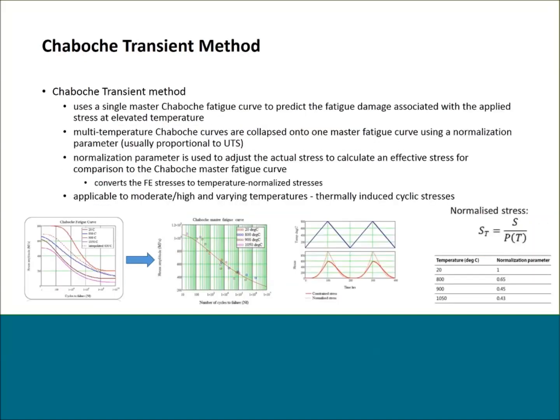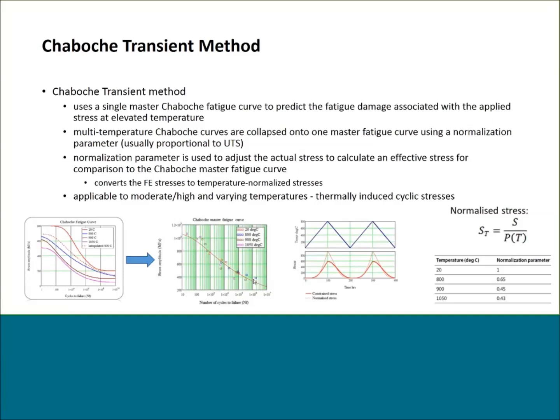The third method is the Chaboche transient method. It uses a single master Chaboche fatigue curve to predict the fatigue damage associated with the applied stress at elevated temperature. The multi-temperature Chaboche curves are collapsed onto one master fatigue curve using a normalization parameter, which is usually proportional to the mechanical stress. On the left is the group of Chaboche fatigue curves. They're collapsed into one curve, and the data points are failure points at different temperatures. So these are collapsed down to one universal fatigue curve.